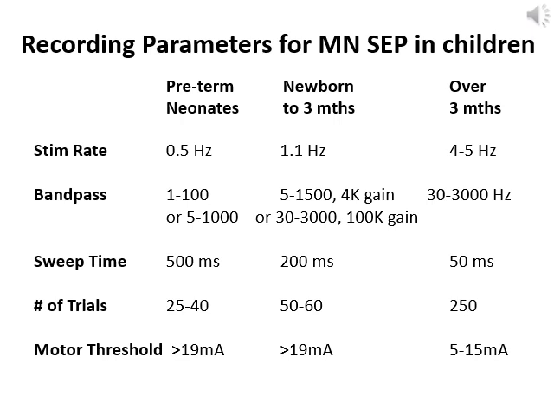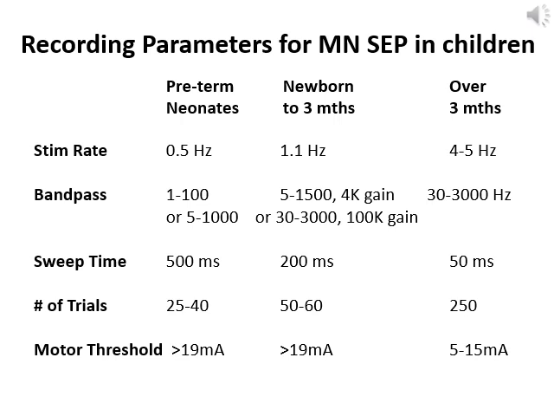Another big difference between children and adults is the sweep time, or the length of the recording time. You'll note that in the preterm neonates, we record for 500 milliseconds, which is really quite long. Then in the newborn, we can record up to 200 milliseconds per trial, whereas by 3 months, we're at 50 milliseconds, which is approaching the typical recording times for adults.